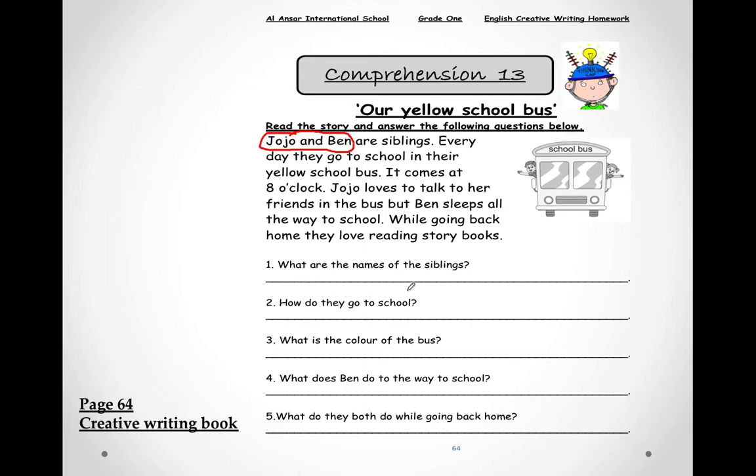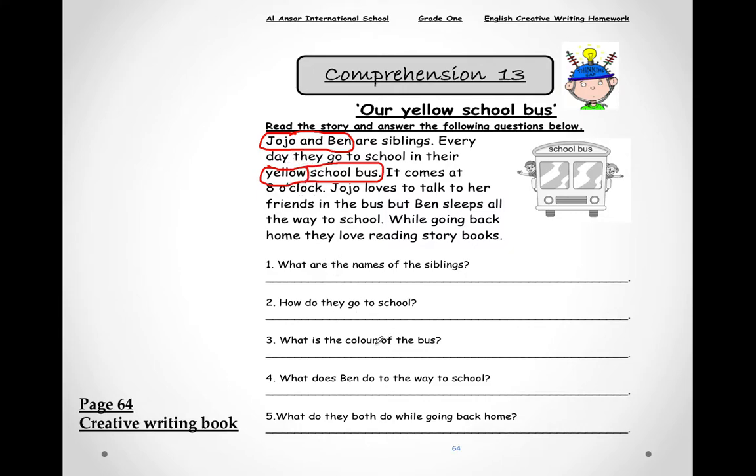How do they go to school? Brilliant work! Every day they go to school in their yellow school bus. So how do they go to school? Amazing! In their yellow school bus. What is the color of the bus? Who knows? Amazing! Every day they go to school in their yellow school bus. So yellow is the color of the bus.